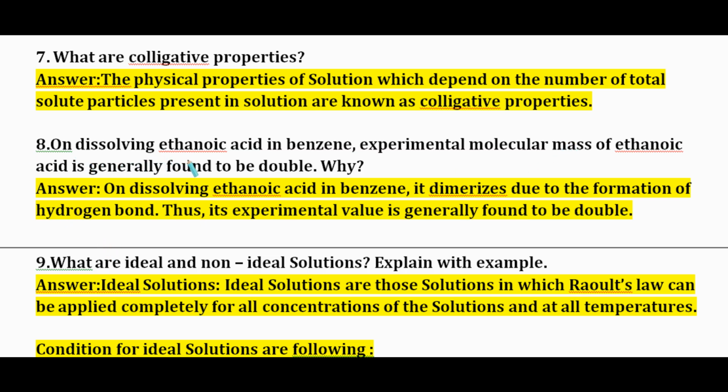Next question: on dissolving ethanoic acid in benzene, the experimental molecular mass of ethanoic acid is generally found to be double. Why? On dissolving ethanoic acid in benzene, it dimerizes due to the formation of hydrogen bonds. Thus, its experimental value is generally found to be double. You can write the structure of ethanoic acid in dimer form, and this is the structure.